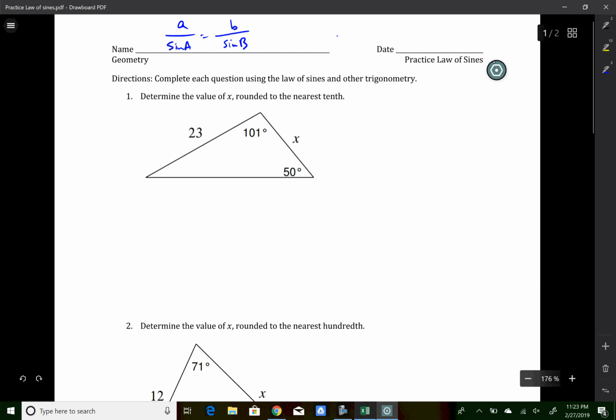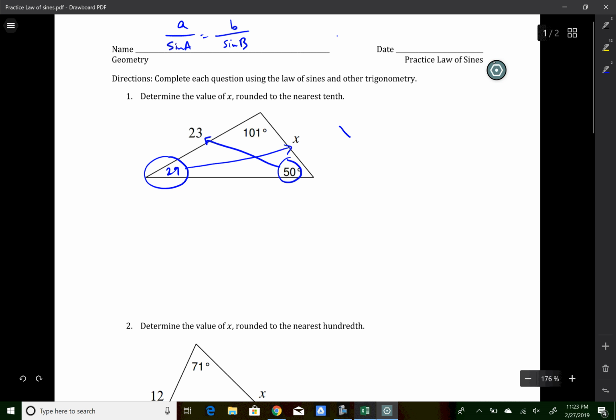One of the things I notice, I see a matching pair right away in this first question, the angle of 50 and the side of 23. But the side of 101 would give me this long side down here. I don't want that long side. I want this side. So I want to know what this angle is, so it becomes the matching pair to x. Well, luckily I know that all triangles have 180 degrees, so if I subtract 101 and 50, I get 29 for my remaining angle there. So I can set up my ratio.